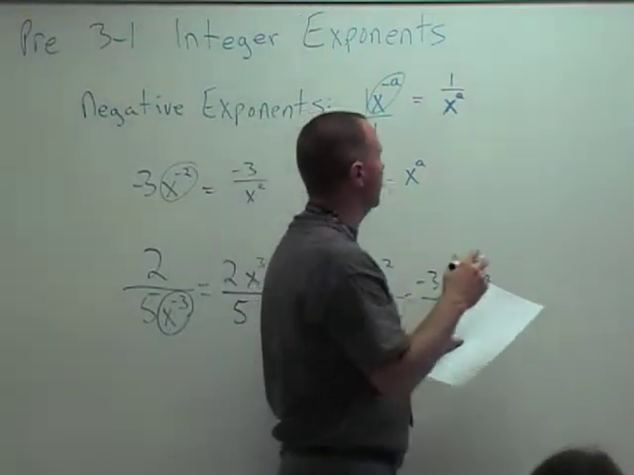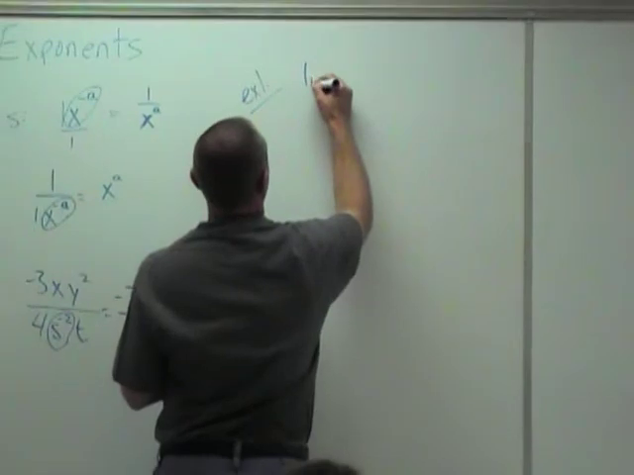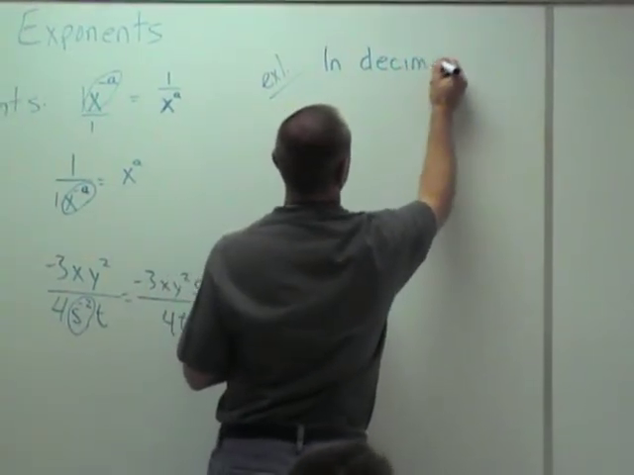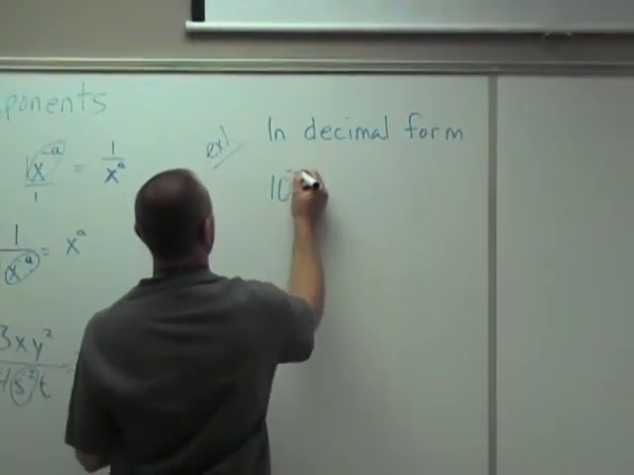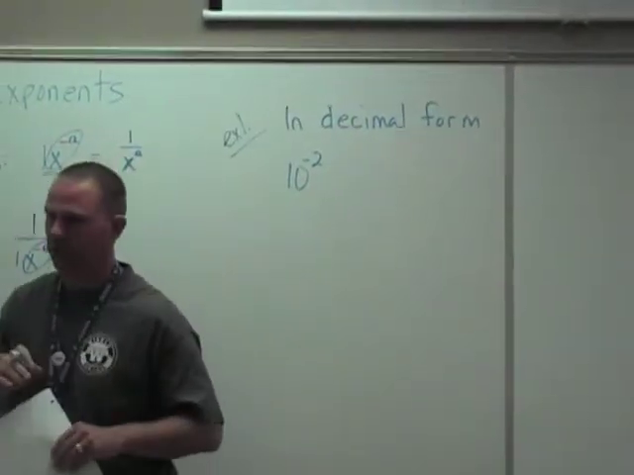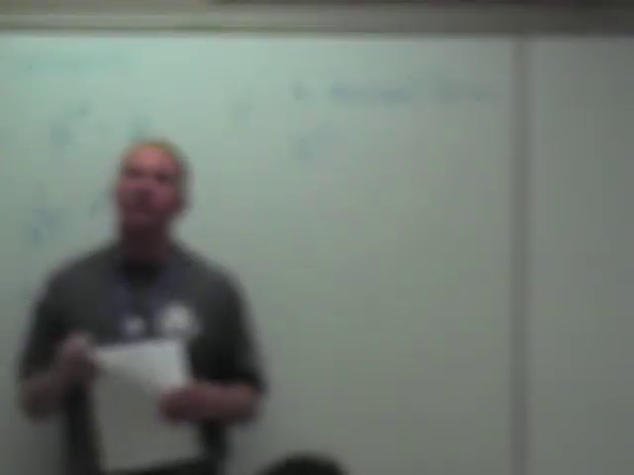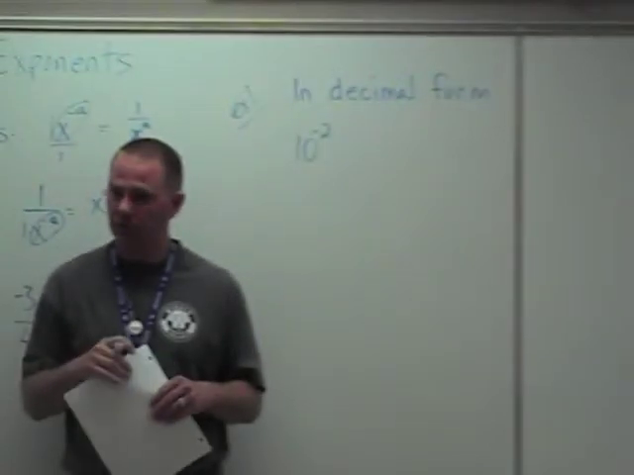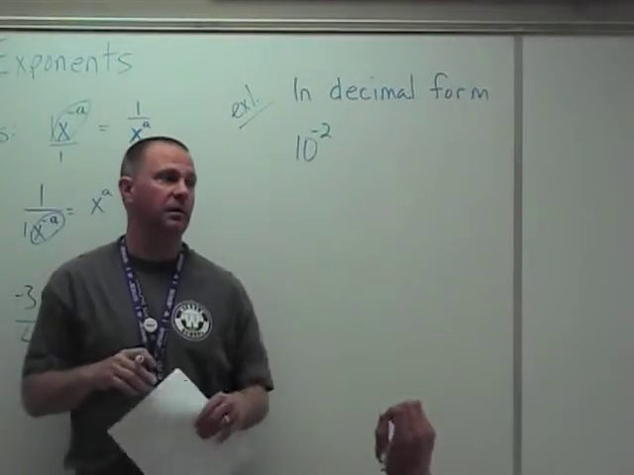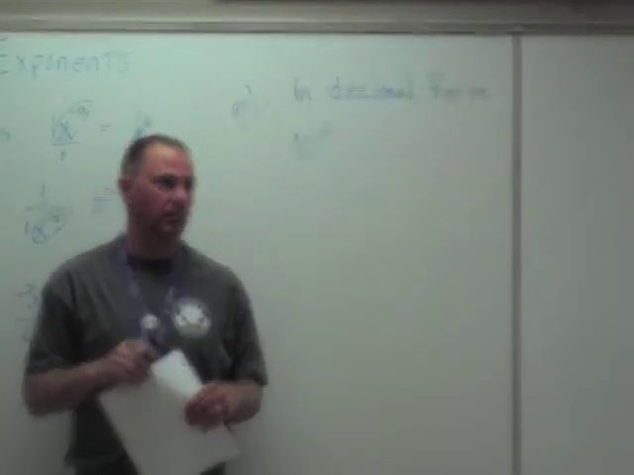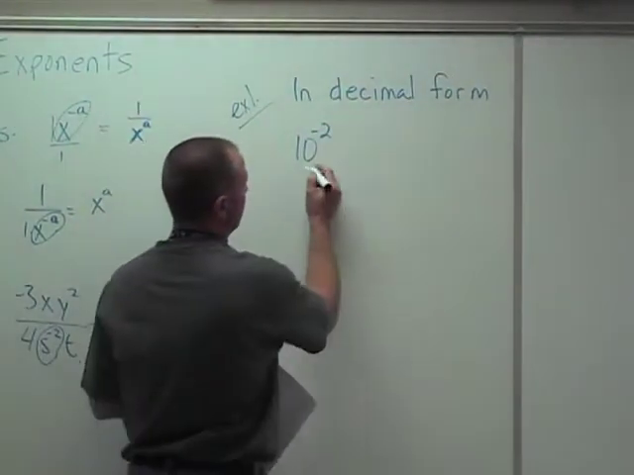All right, now, going on. Example 1. That was all instruction. In decimal form, what is this part called? 10 to the negative 2. So I don't know what 10 to the negative 2 is. I need to change it to a positive 2. What do I need to do? How do I make it positive? 10 to the negative 2 over 1. But I want to make the negative 2 positive. You're on the right track. It already is 10 to the negative 2 over 1.